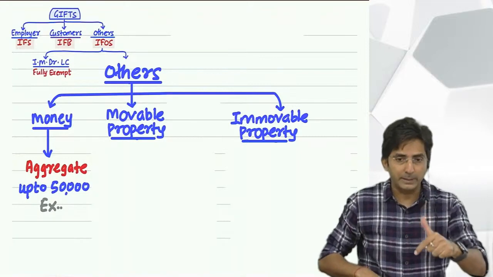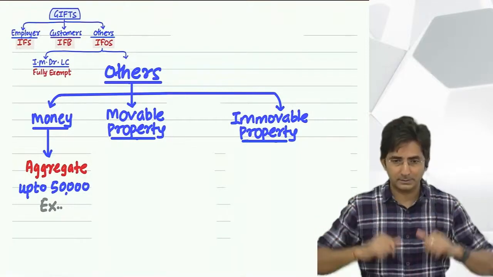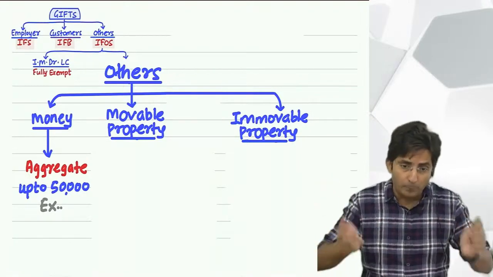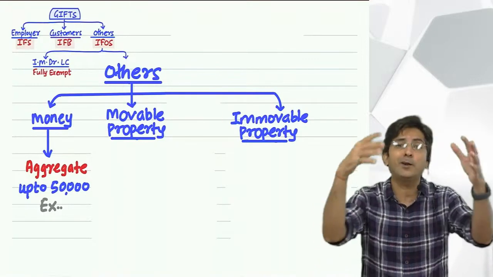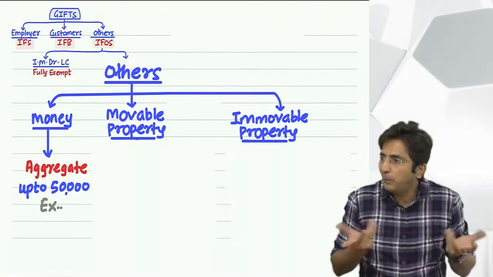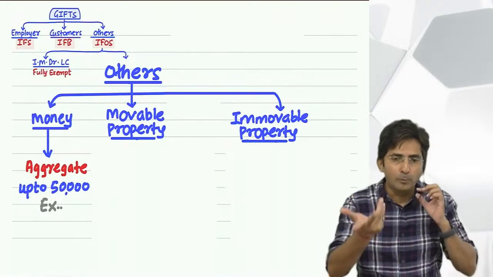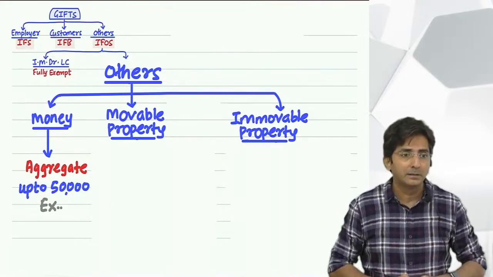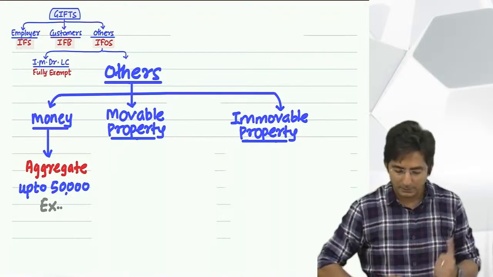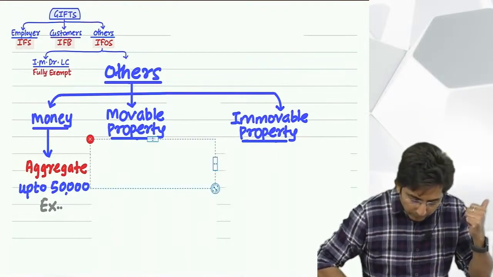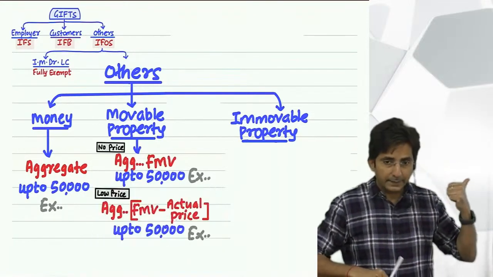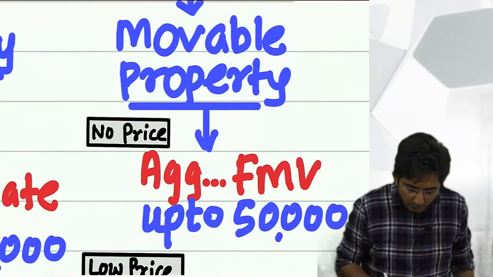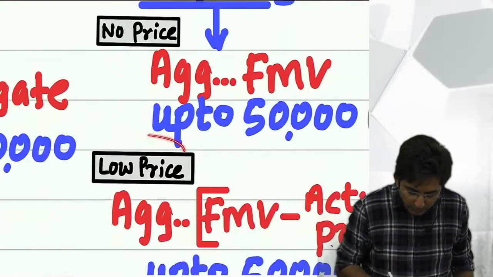So there are two possibilities, either no price or low price. Did you hear what I said? Either no price or low price. No price means someone gave me the gold, wow. No price, totally free, then the full market value is taxable. But sometimes it is not no price, it is low price, meaning you paid, and then you have to see the difference. See, this is what you will find here. Look here. Read. See, what is this? Low price. I have zoomed in to make you see. Low price.